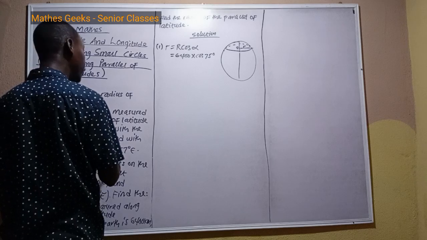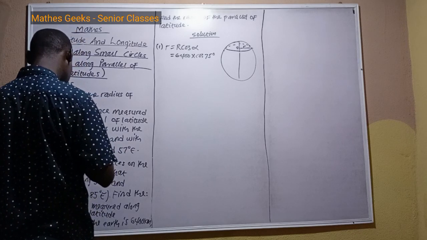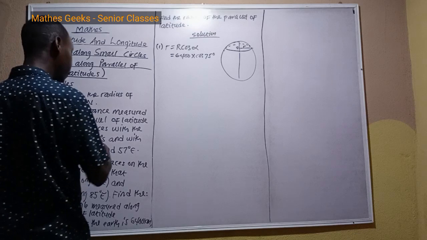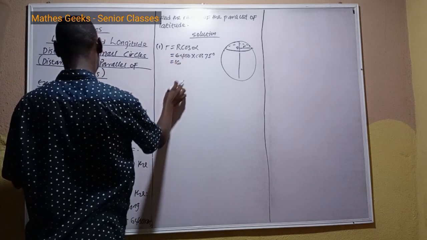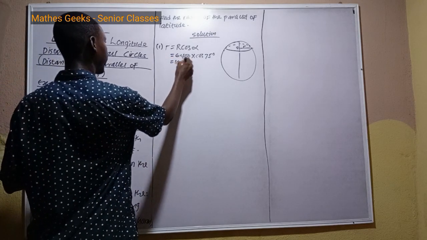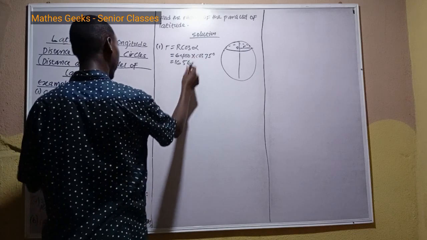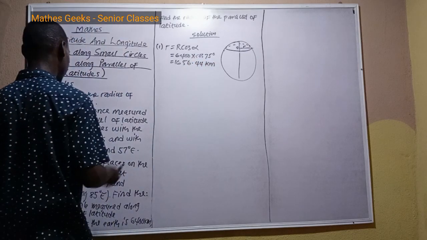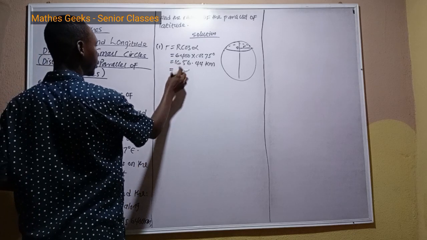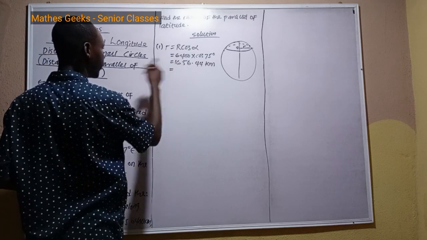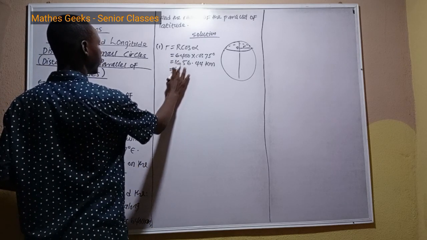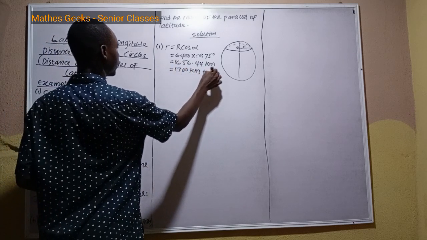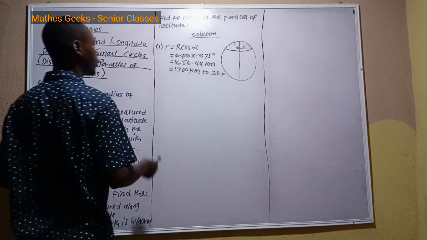So 6,400 times cos 75 gives 1,656.44 kilometers. Okay, so I'm going to round it up to two significant figures: 1,700 kilometers to two significant figures.